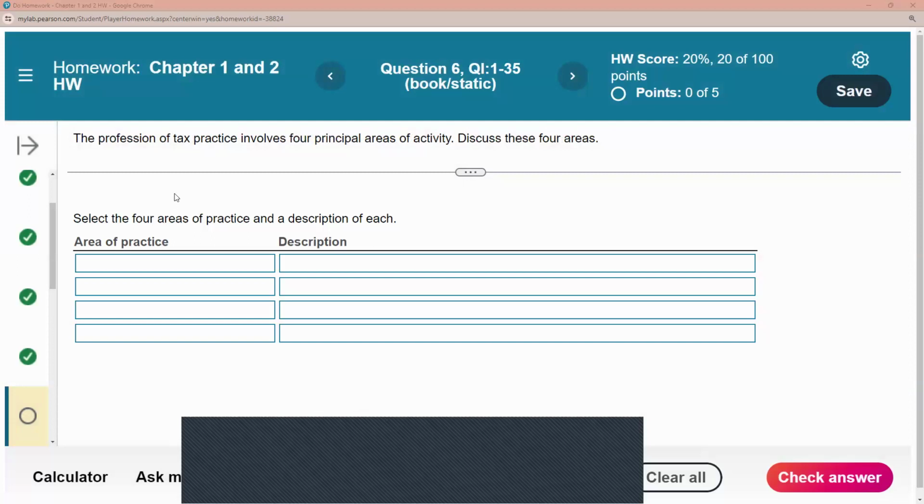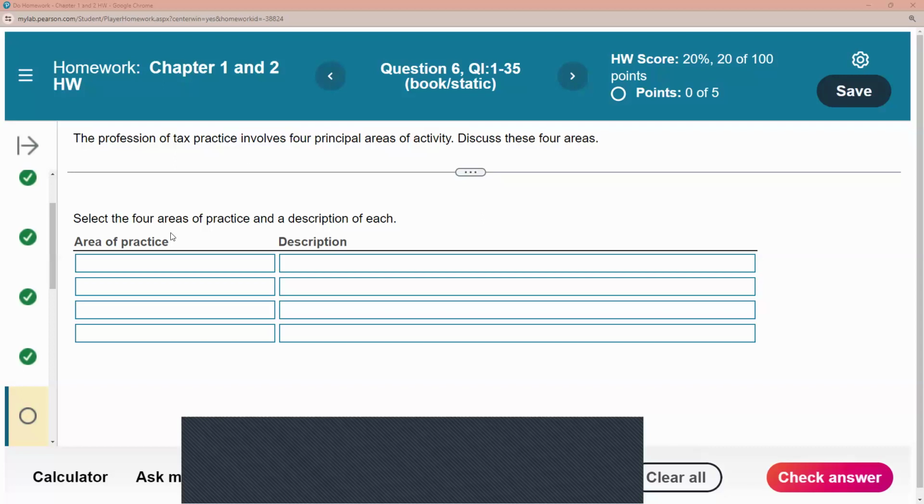All right, this brings us to our next question. And here it states the profession of tax practice involves 4 principal areas of activity. Discuss these 4 areas. So it says select the 4 areas of practice and a description of each. So tax practice is obviously rapidly growing, right? And it provides substantial opportunities for tax specialists, in public accounting, in law, and in industry.